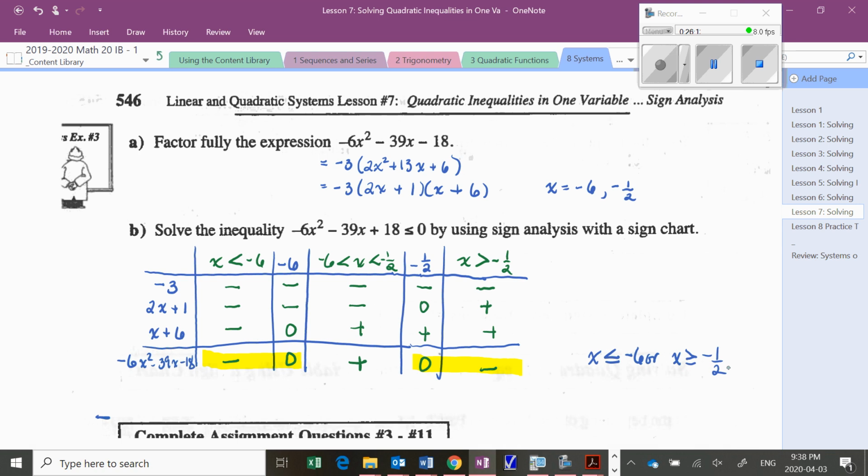So give it a go. For the last couple of enrichment questions, number 11, it will help immensely if you solve using a sign chart. It's going to be so much faster for you than trying to go through and multiply it all out and using test intervals. Okay? Have fun with it, and let me know if you have questions.